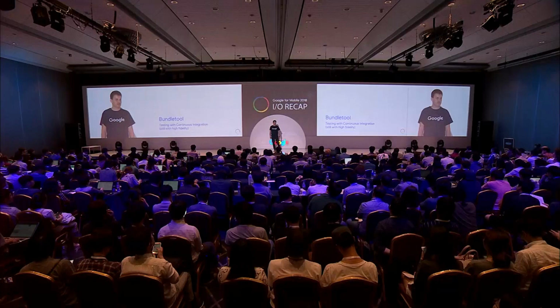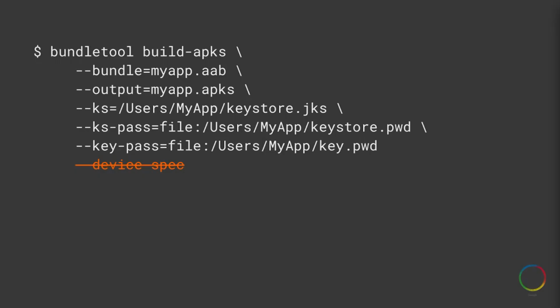Now let's talk about the Claire story. Claire's company has a continuous integration system to build their app. Every day, their QA team pulls a nightly build to test the app on several devices. So Claire also uses bundle tool to generate APKs for their continuous integration system. She uses the same command, build APKs, but slightly differently to Bob's.